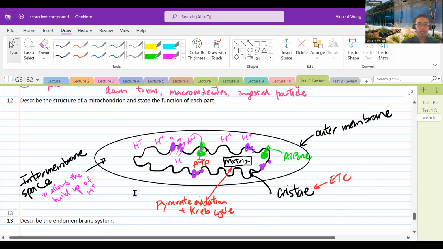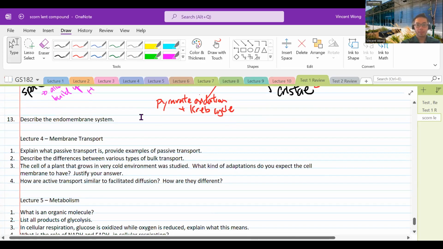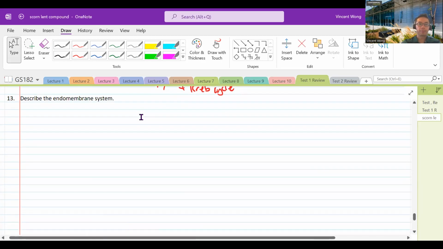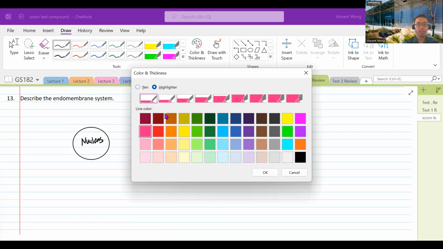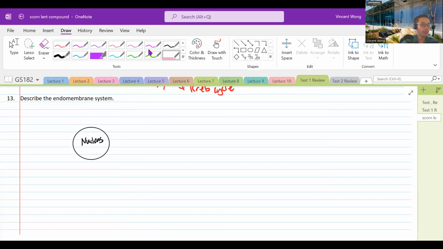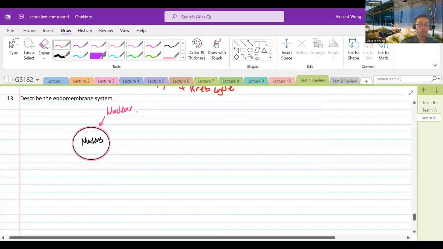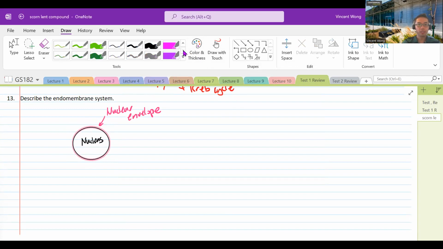All right, next part. Describe the endomembrane system. Okay, so we did this before, but let's go through it again. Here is your nucleus. And the nucleus is surrounded by the nuclear envelope. Okay, so there is the nuclear envelope, which of course you would know by now.